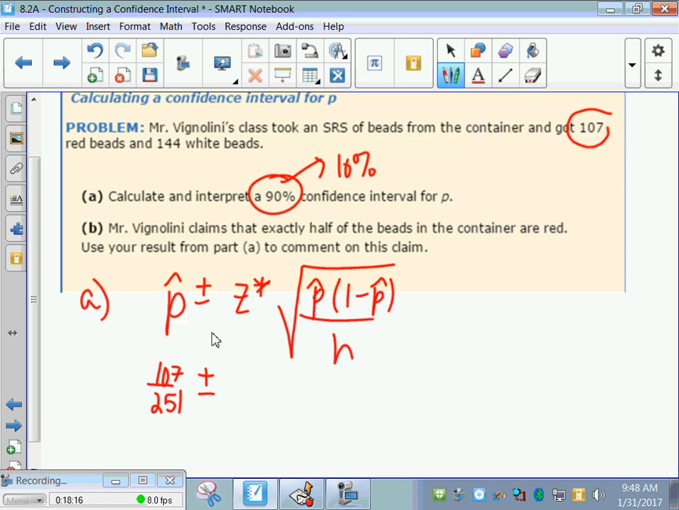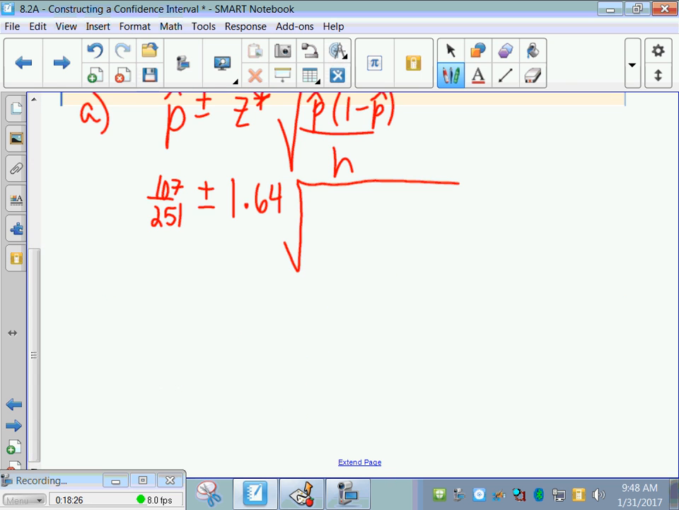And what z-score did we get for 90%? 1.64. Cool. And then we're going to plug in P hat. What is this decimal again? Somebody think. Who has this? 0.426. And then this would be 1 minus 0.426. And in the denominator is n, and that would be our total number from our sample, which is 251 beads. Okay? So I'd start with this. I would multiply by 1.64.